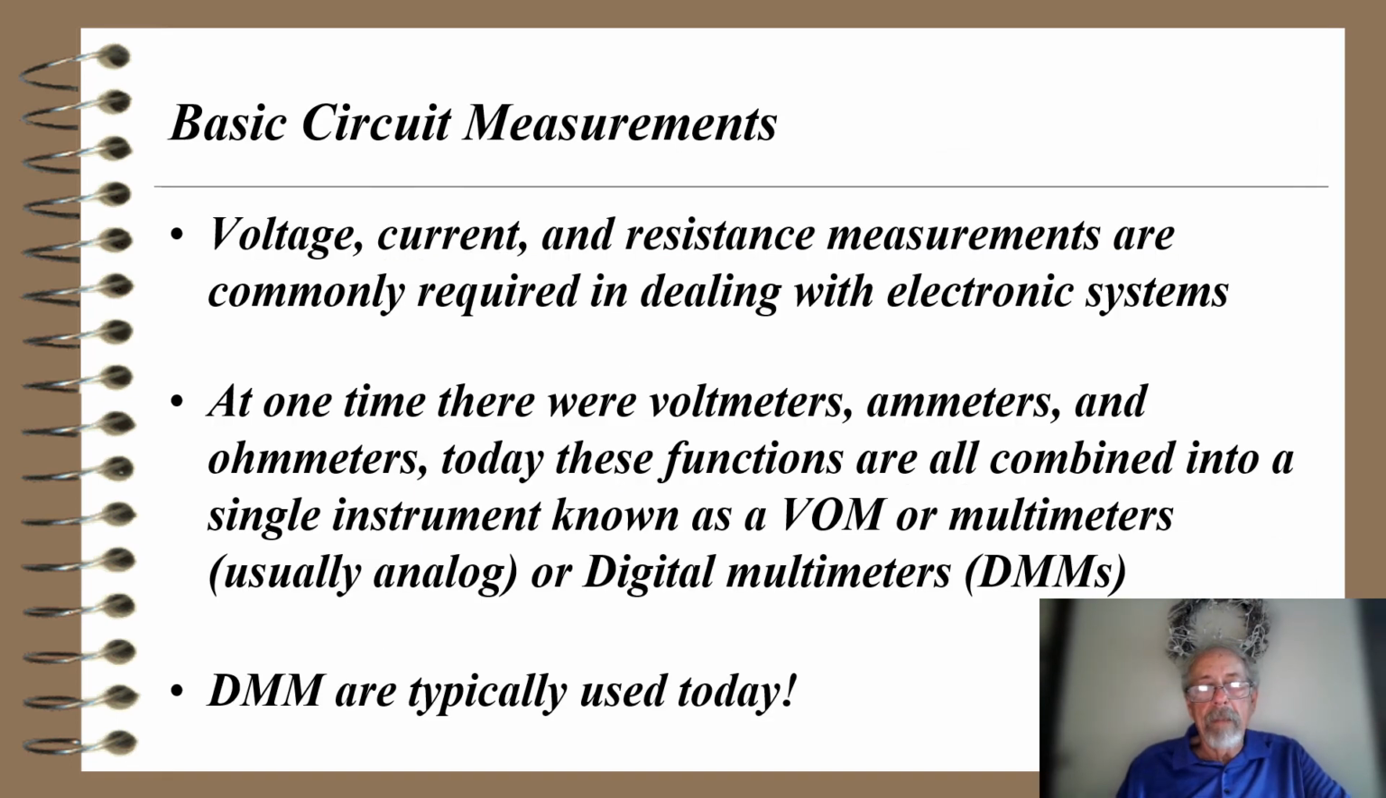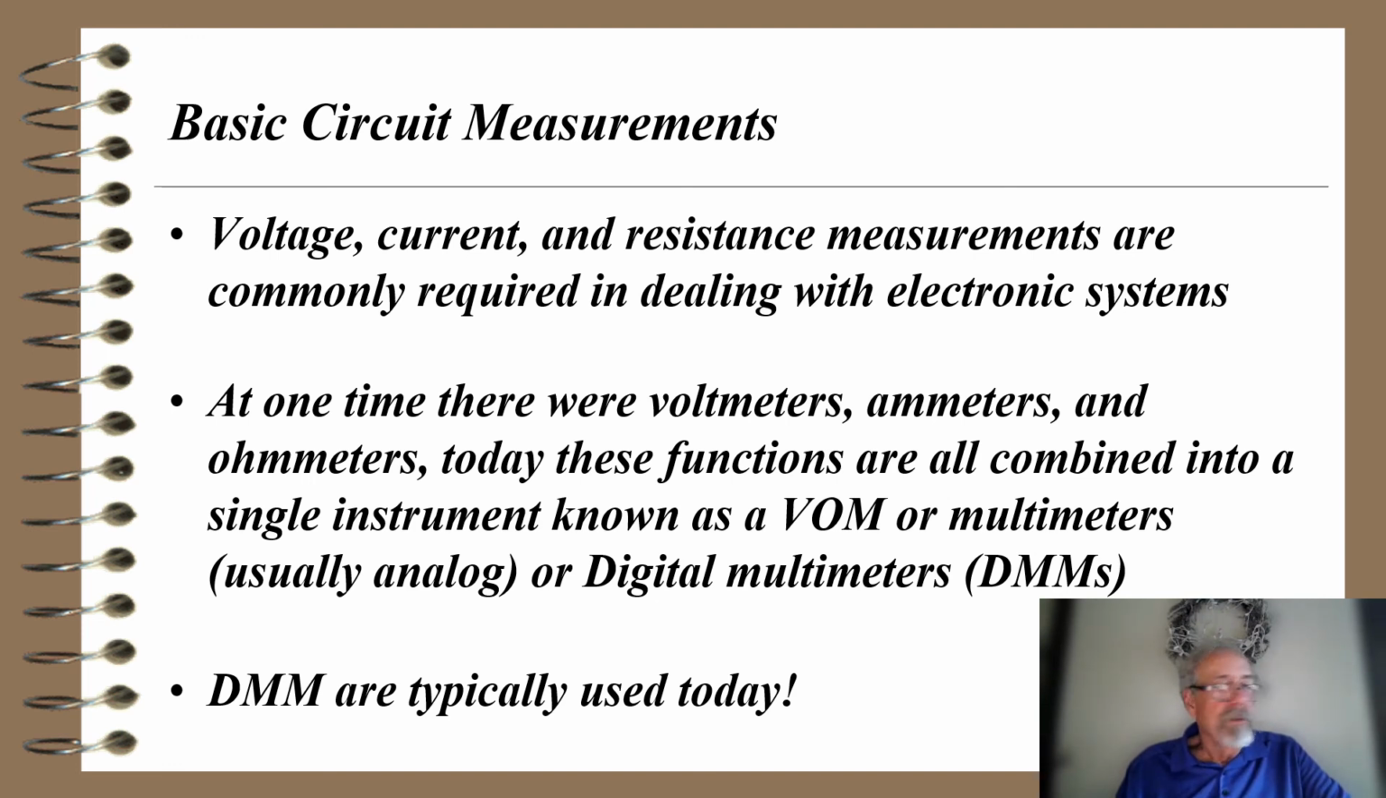So if you want to make basic circuit measurements, it turns out we want to measure, say, voltage, current, resistance. They're commonly required to deal with electronic systems. So at one time there were voltmeters, ammeters, and ohmmeters. Today these functions are all combined into a single instrument known as a VOM, which would be a volt-ohm meter, or multimeters, usually analog, or digital multimeters we call DMMs. So DMMs are typically used today. Some people call them DVMs.